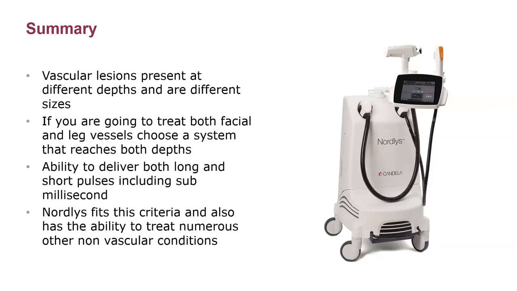And secondly, having the ability to deliver both long and short pulses, including these sub-millisecond pulses. So as I mentioned before, we can deliver very short pulses with the IPL handpiece, and in certain circumstances, if we're trying to clear a port wine stain, for instance, we can even go down into sub-milliseconds, so less than 1 millisecond pulses, in order to clear certain things. And the Norless fits this criteria. And as I mentioned very briefly, because we're really focusing on vascular today, it does have the ability to treat numerous other non-vascular conditions.